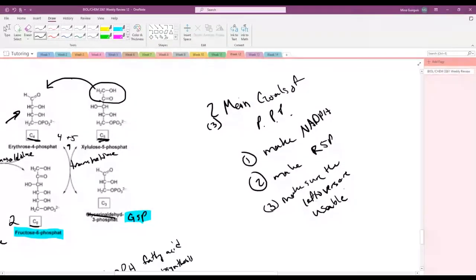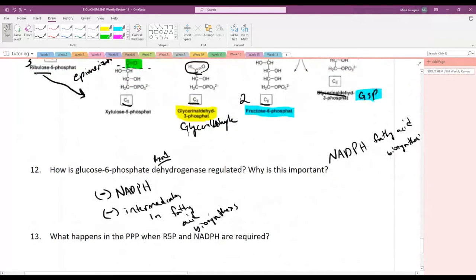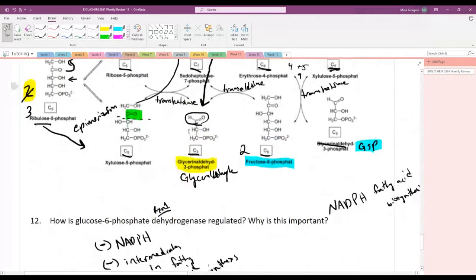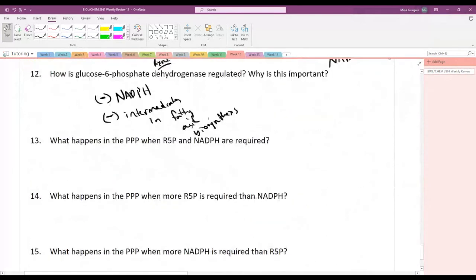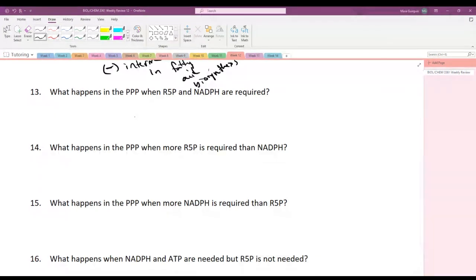Usable. So when I say that, it makes it seem like the non-oxidative branch isn't really helpful. But the reality is it's a lot more complicated. So these 4 cases that you see, 13 through 16, are different situations in which you can do different parts of the pentose phosphate pathway in order to get different things, okay? So looking at just number 1 for now, what happens in the pentose phosphate pathway when you need both ribose 5-phosphate and NADPH? It's very simple, okay?